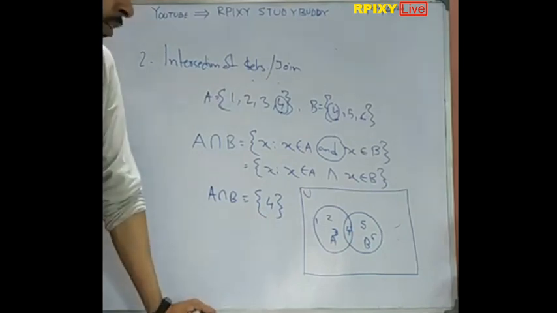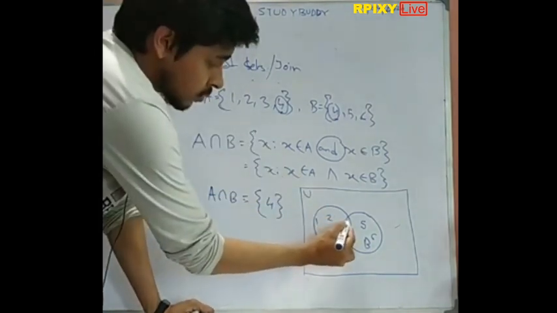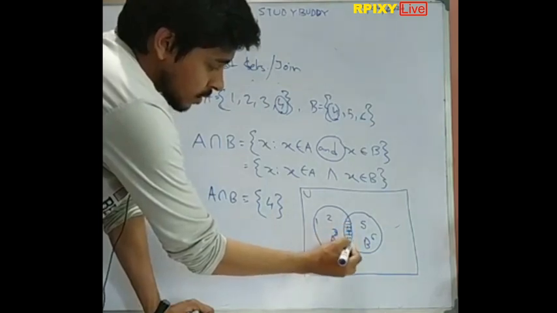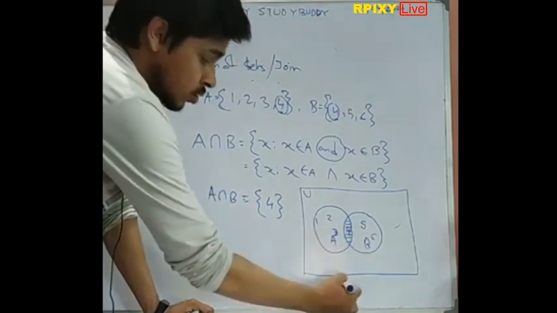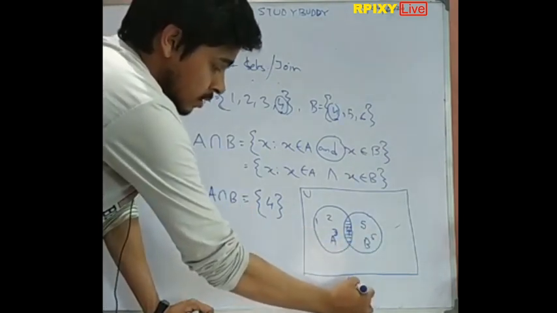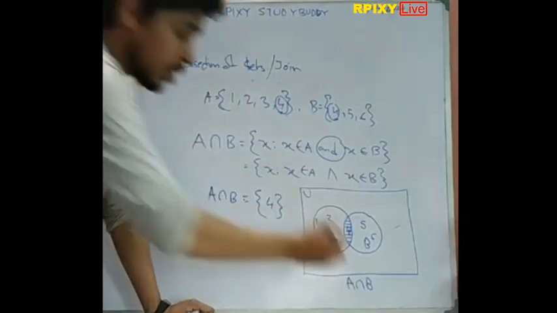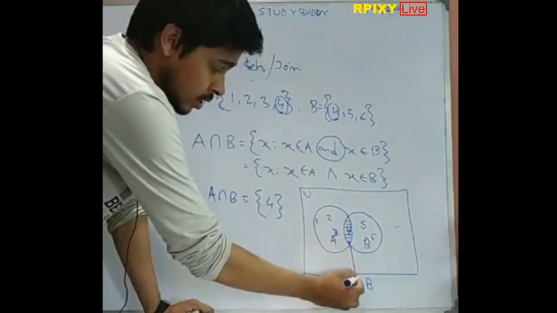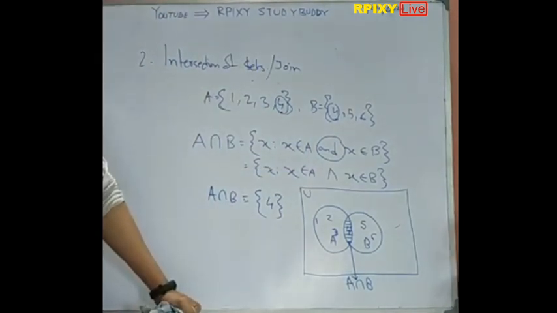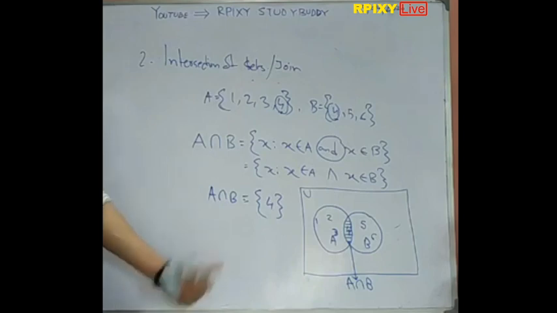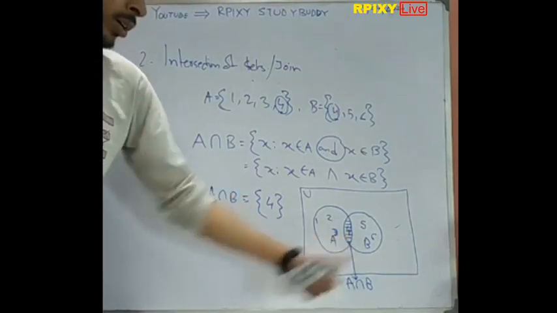Okay. So the common part is this one, so I am shading this part. This is the intersection of these two sets, and you can write this as A intersection B. The shaded region is A intersection B. So whenever you are taking the intersection, you have to take the common part of the sets.